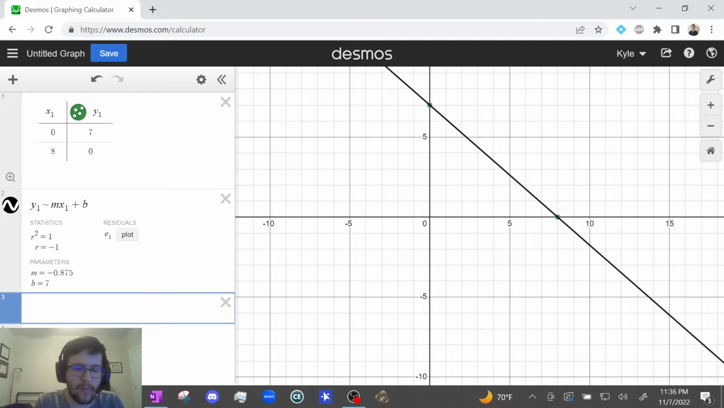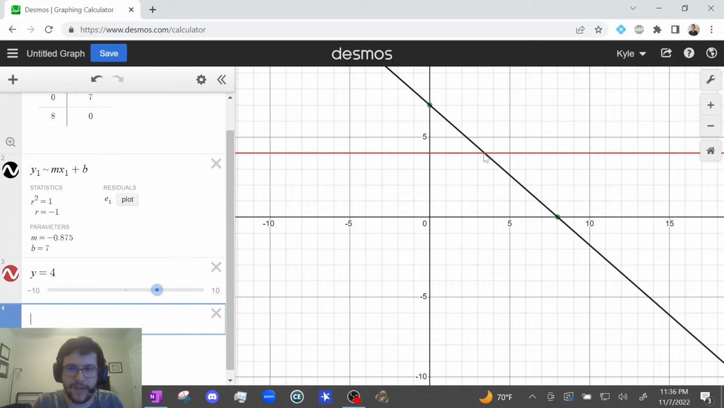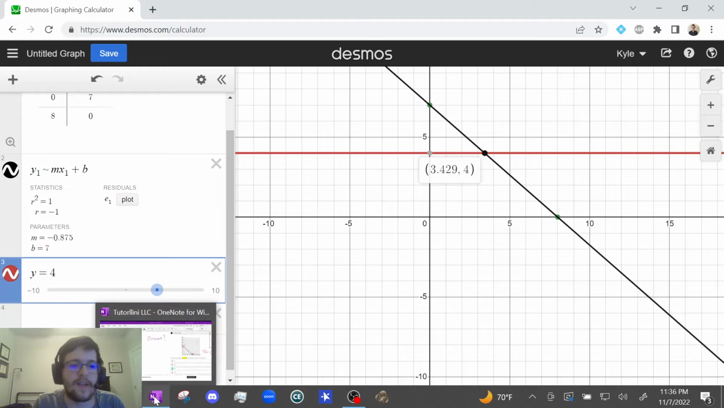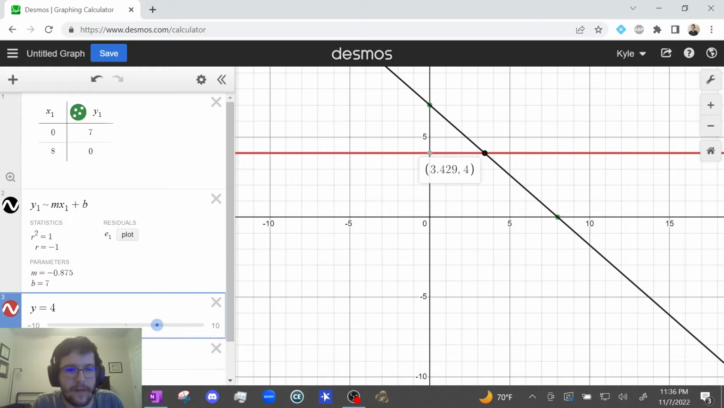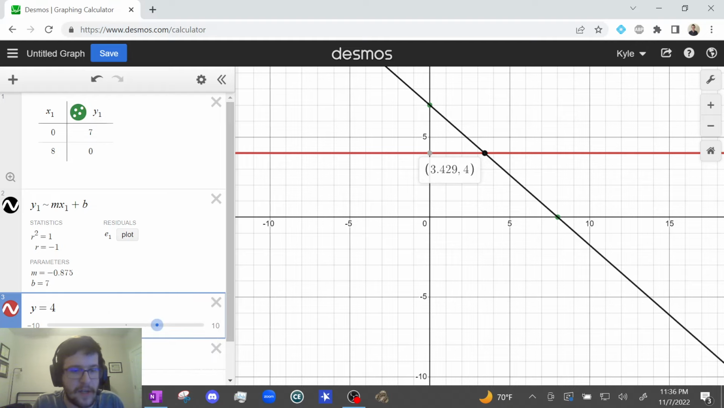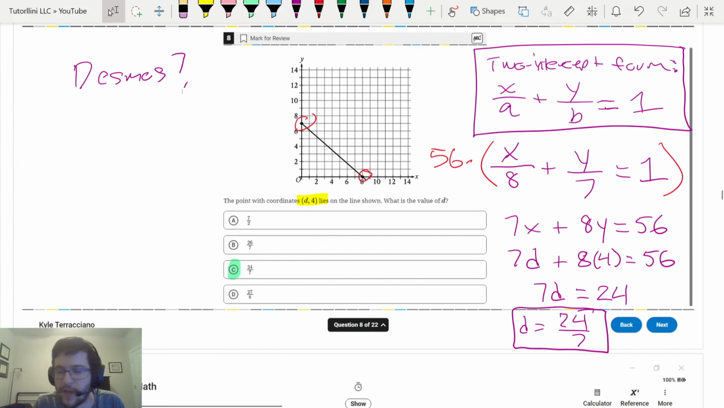and now it says (d, 4), so y equals 4, and you see they intersect at 3.429, and so on, which, if you do the answer choices on a calculator, you would realize that's 24 over 7. So that was another way to do it. I don't think it was easier necessarily than what I did, but it might have saved you a little bit of time. Kind of depends on where your strengths are.